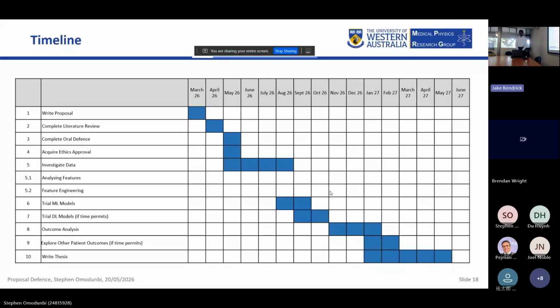Just a bit of clarification. I think the timeline of this is acquire HREC. Have you already acquired HREC or are you still in the process of acquiring HREC? I think we're still in the process. Oh, okay. Just slightly worried about the timeline. Yeah, for masters, we have to wait very long for that. But it's already approved.